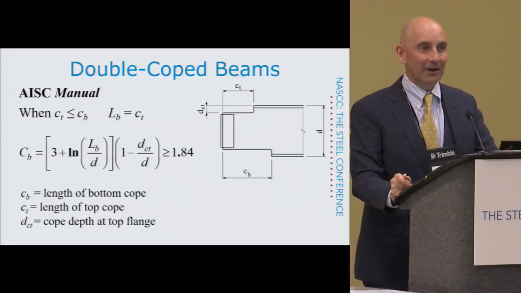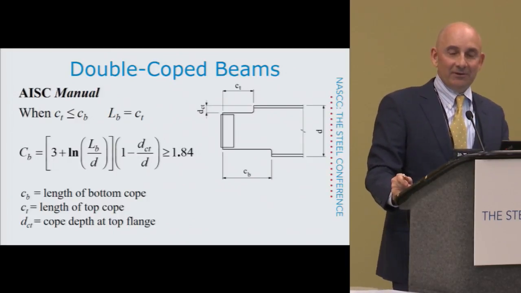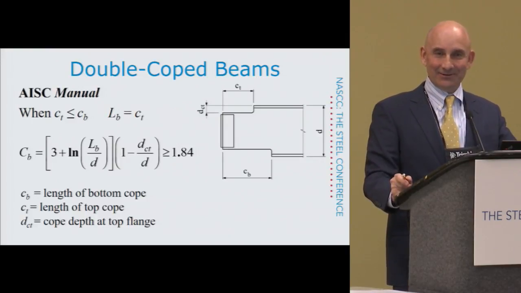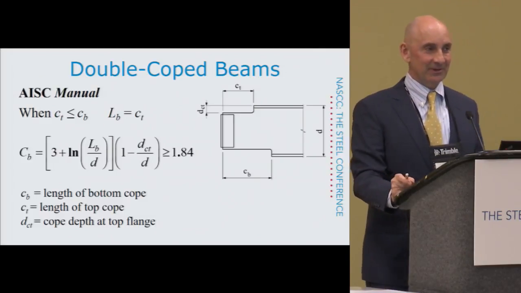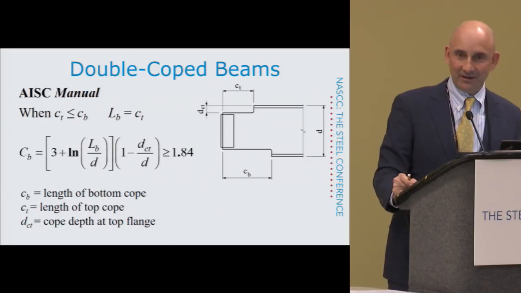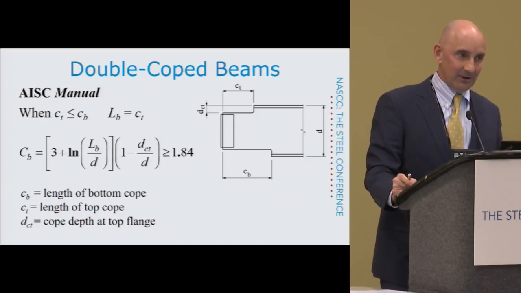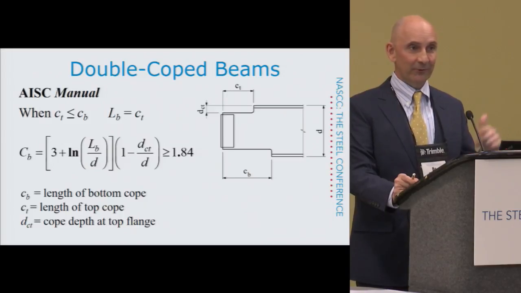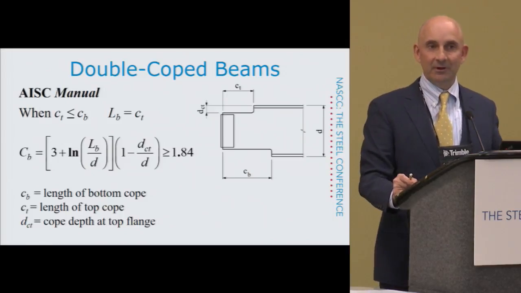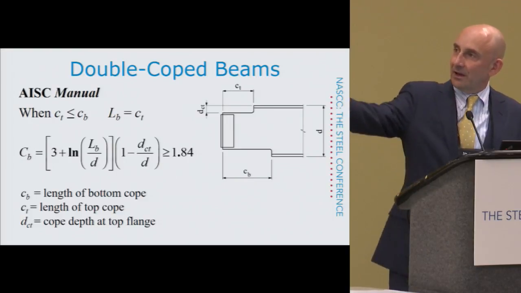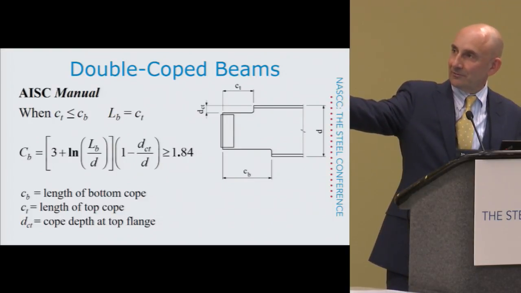The manual, I believe even the current manual, says less than or equal to 1.84. And I'll take credit for that because that's a mistake. And that's a mistake that's also in our journal paper that was published in the AISC Engineering Journal. It should have been greater than or equal to 1.84 rather than less than or equal to. Okay, so there's your equation for C sub B, and here's your equation for the cope length.